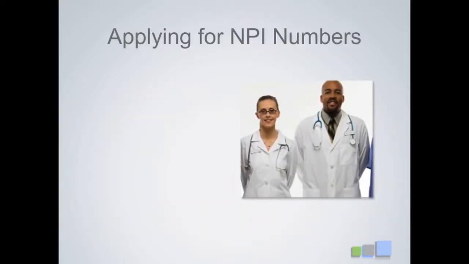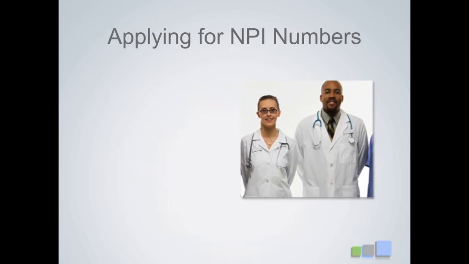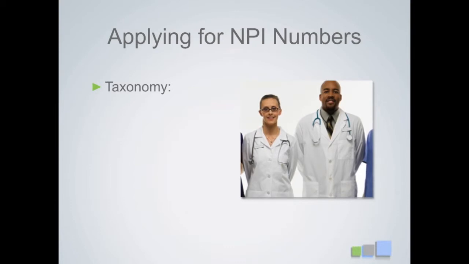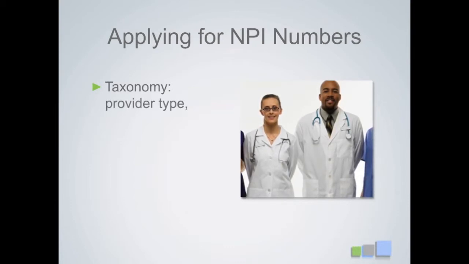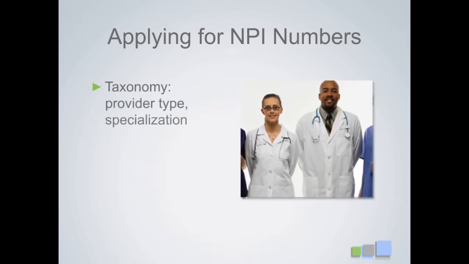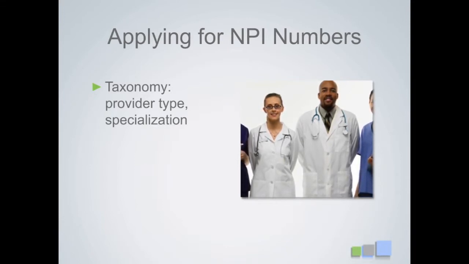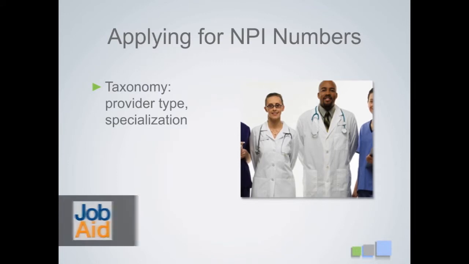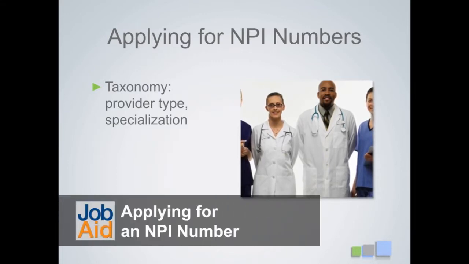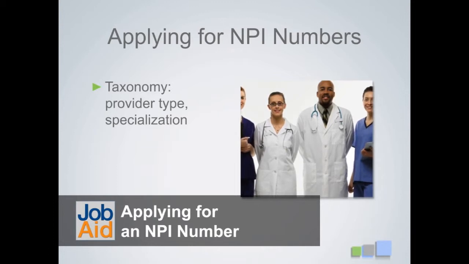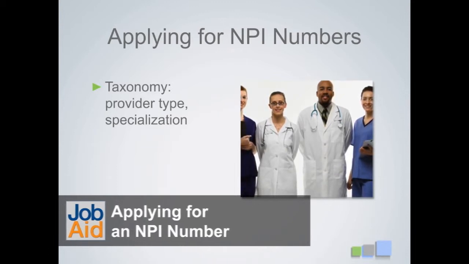To apply for NPI numbers for your clinic providers, you'll need to understand taxonomy codes. Taxonomy codes identify a provider by type, like physician, and an area of specialization, like pediatrician or OB/GYN. As we review the details, you'll be able to refer to the downloadable job aid on applying for an NPI number for more details on where to find taxonomy codes and how to apply online.